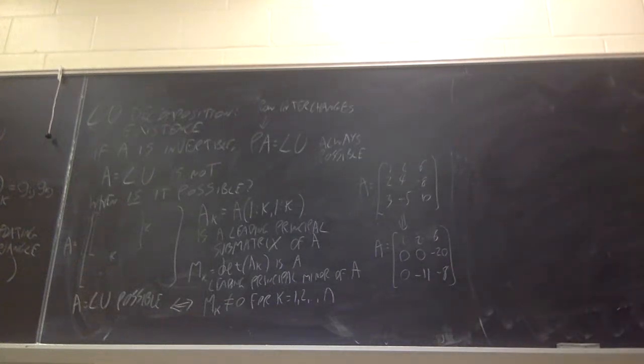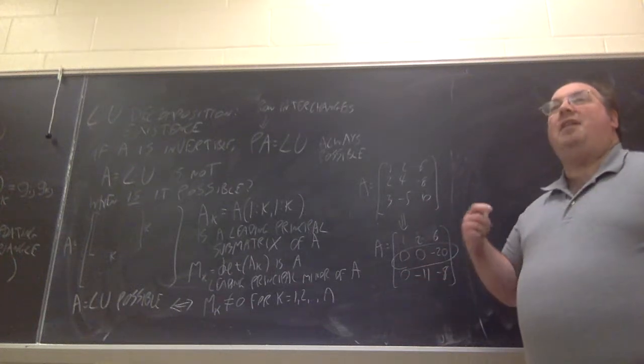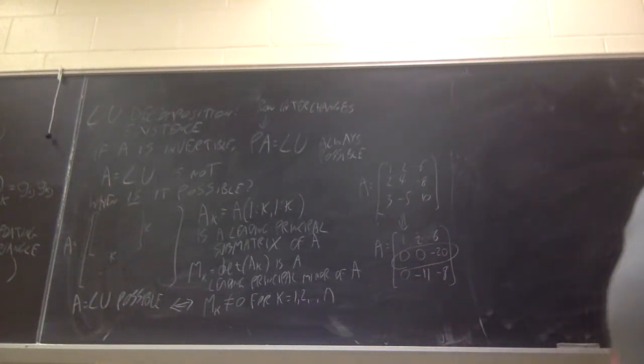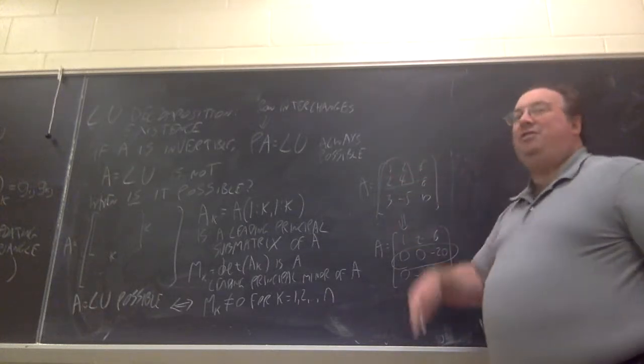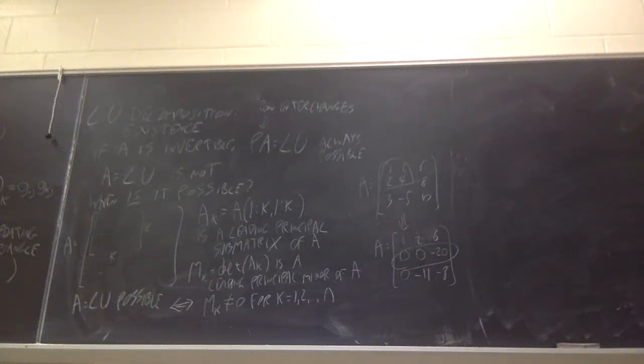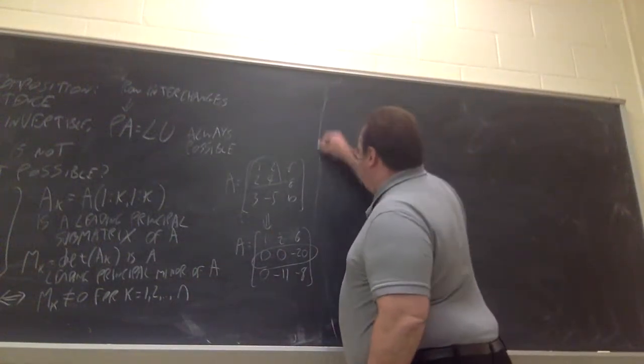So that's a result of eliminating entries in the first column, and now because of that 0 there, I must pivot. I have to do a row interchange for Gaussian elimination to continue, because the determinant of that upper left 2 by 2 block, I contrived that to be 0. Okay. So if any of these blocks, the 1, 1, 2, 2, 3, 3, and so forth, have a 0 determinant, you must pivot.